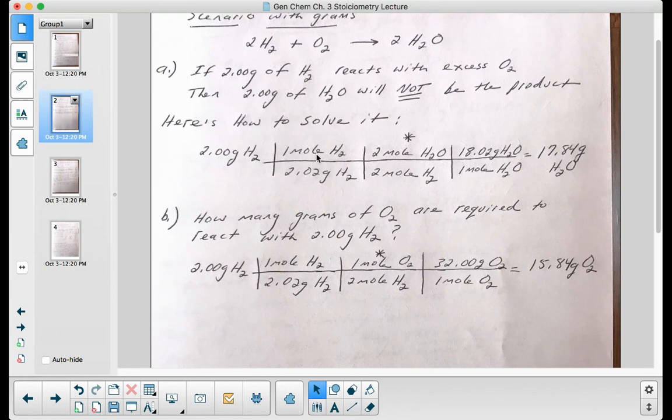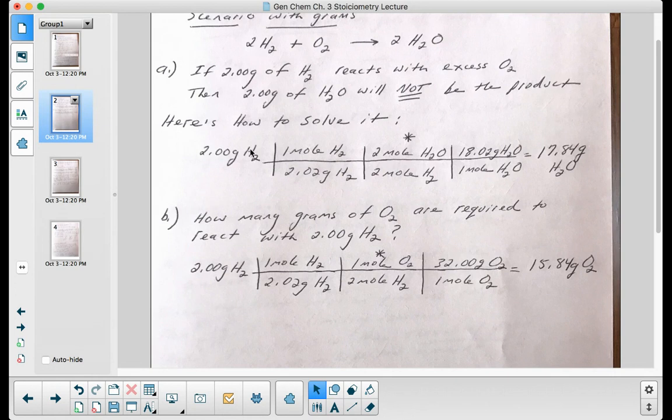Okay, I need to convert the 2 grams to moles by using the molar mass of hydrogen, and I'm just going to use 2.02 grams for every mole as a conversion factor, and I'm just going to turn it upside down. I'm going to put 1 mole of hydrogen on the top is equivalent to 2.02 grams of hydrogen. Then I'm going to use the mole ratio from the balanced equation. That's a very important part here. It's 2 moles of water to every 2 moles of hydrogen.